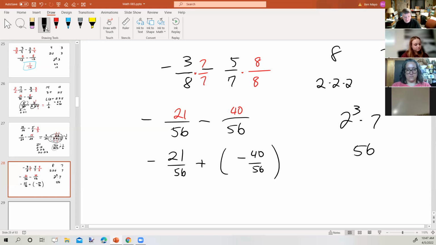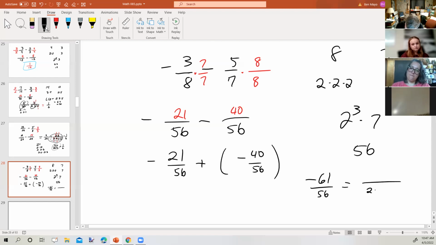Now I'm going to change this into addition of the opposite. Subtracting a number is like adding its opposite. I'm adding two numbers with the same sign. -21 plus -40 would be -61 over the common denominator. Well, then the question is, will that reduce? Well, let's see.